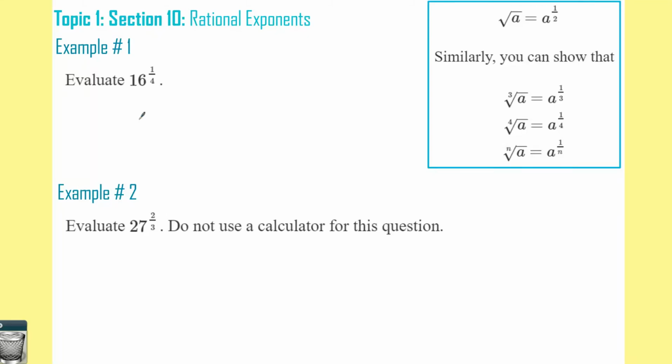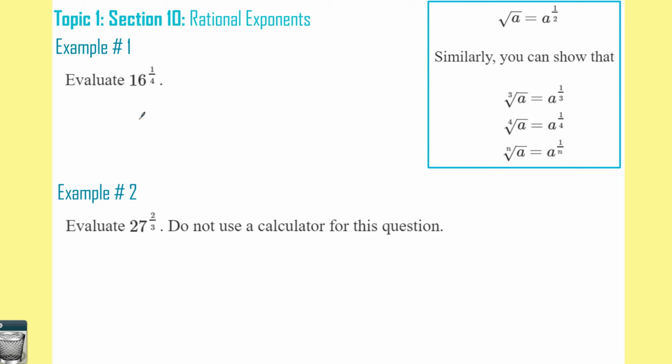Hello. Today we're going to talk about Topic 1, Section 10, Rational Exponents. So, let's see. I think Cognity explains it in this box this way. The best way to do it, I think, is just by doing.